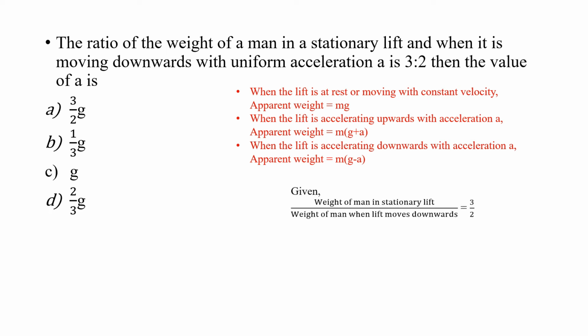So the solution is: you were given weight of man in stationary lift to weight of man when lift moves downwards is equal to 3/2. The ratio is given as 3/2 or 3:2. You know that weight of man in stationary lift is mg, and weight of man when lift moves downwards is m(g - a). So mg / m(g - a) = 3/2. From this relation, find a in terms of g. You will get a = g/3. So the answer is option B, g/3.